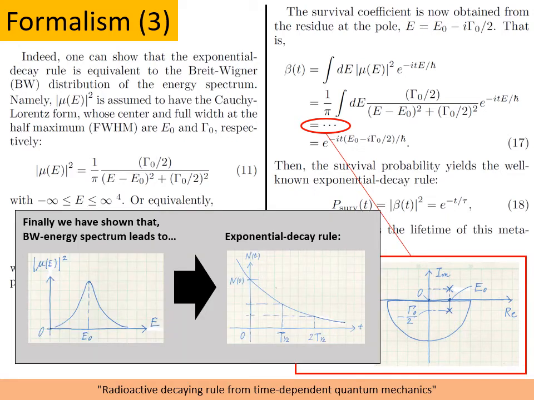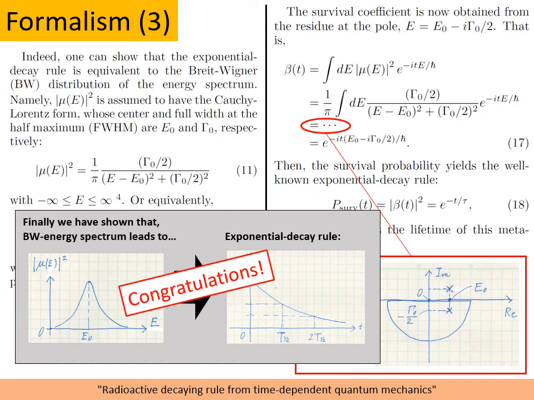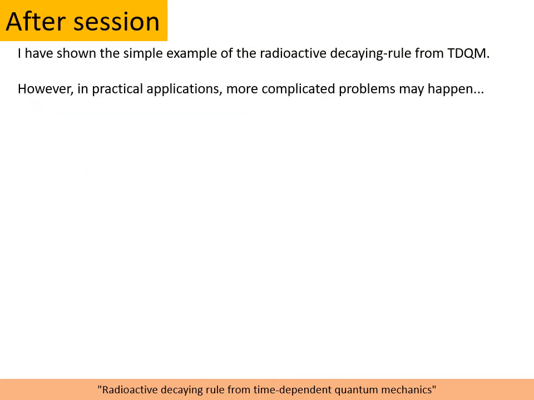Finally, we have shown that the Breit-Wigner energy spectrum indeed corresponds to the well-known exponential decay rule. So congratulations, we did our task today. After the session, today I have shown the simple example of the radioactive decaying rule by using some technique from time-dependent quantum mechanics. However, in practical applications, you may encounter more complicated problems.